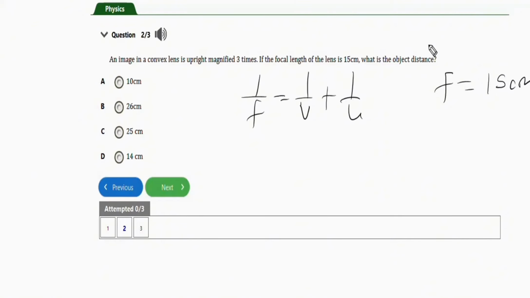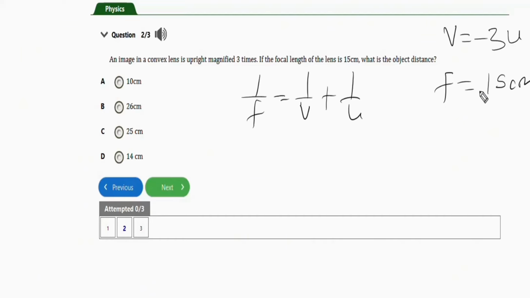Alright, so in this question, we have the focal length f to be 15 cm. Now, they are dealing with magnification. So the image distance v will be, they say the image in a convex lens is upright magnified 3 times. So it will be 3u. Now because this is a convex lens, an image formed in a convex lens is inverted. So this is going to have a negative sign.